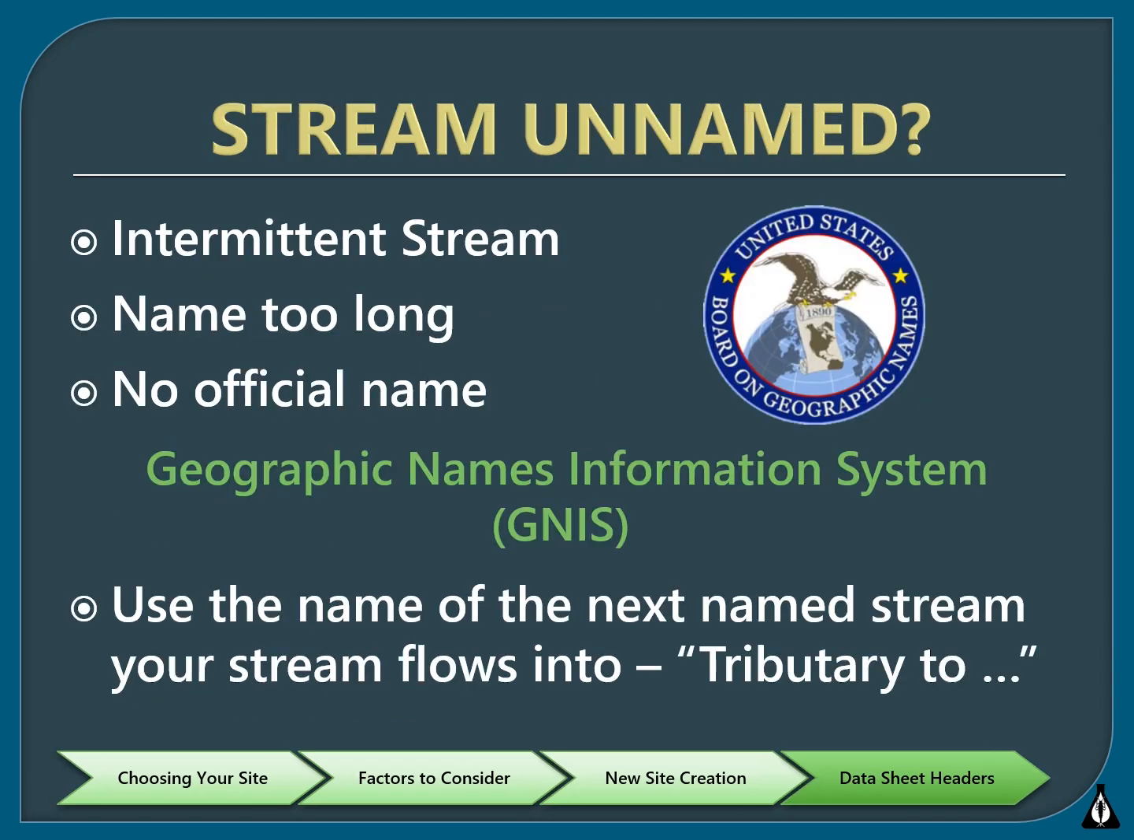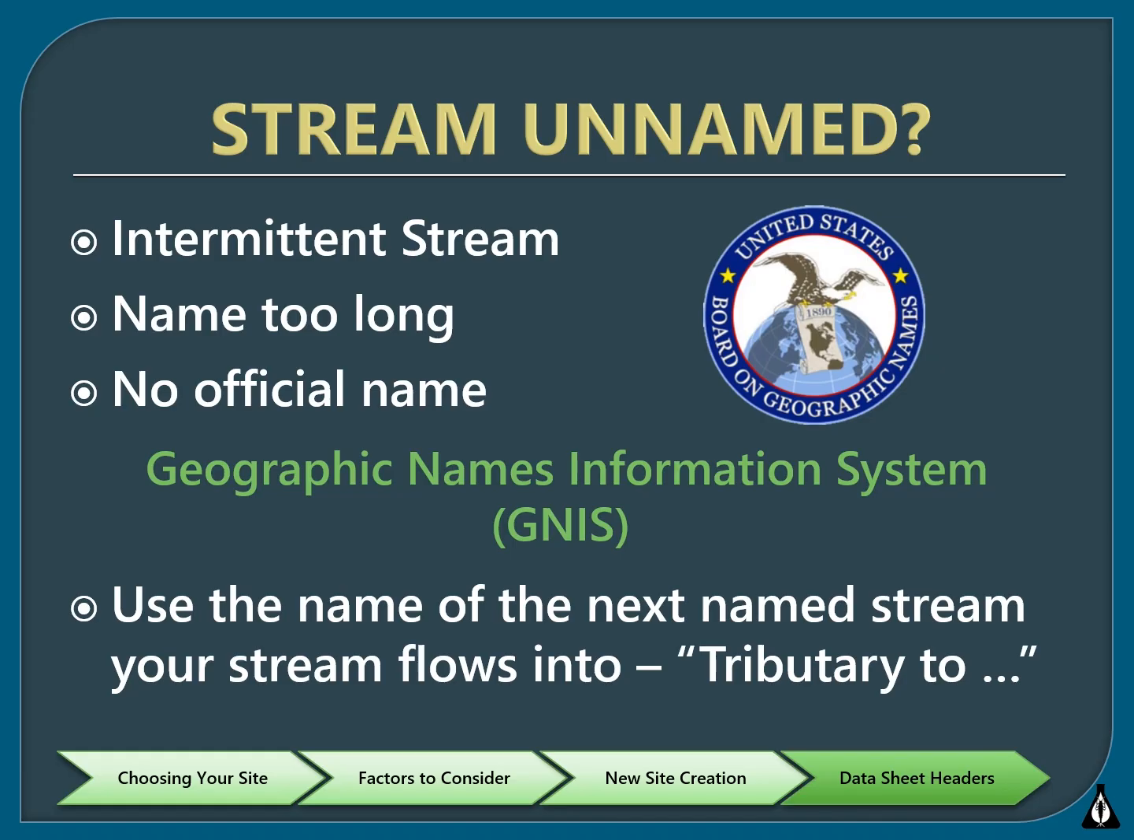When you are looking at a map of your site, you may find that the stream you're monitoring does not have an official name showing up on the map. If that is the case, likely your stream is intermittent, and the way in which we will name it is tributary to that next larger body of water that your stream runs into. There may be multiple streams that your stream will run into before you can find the actual name of your stream.